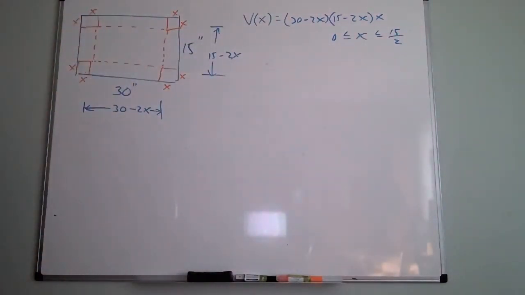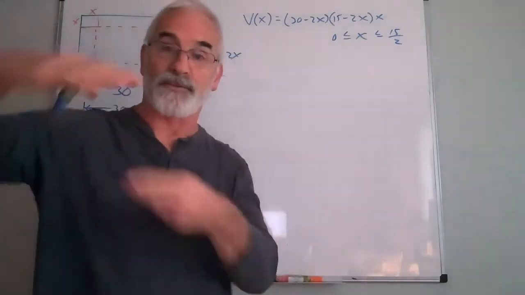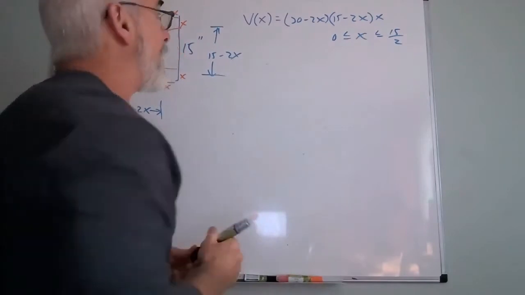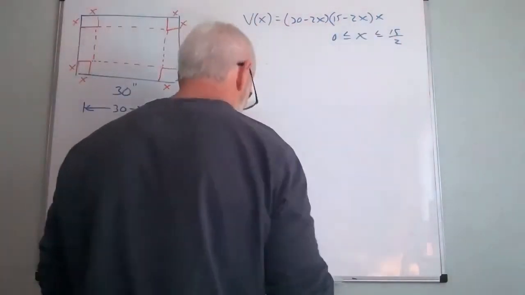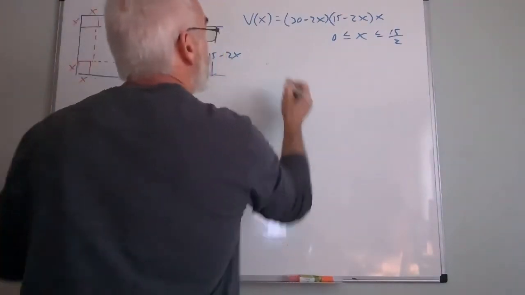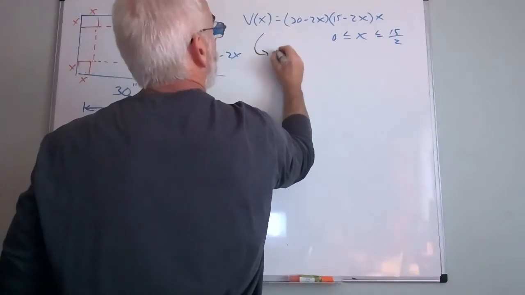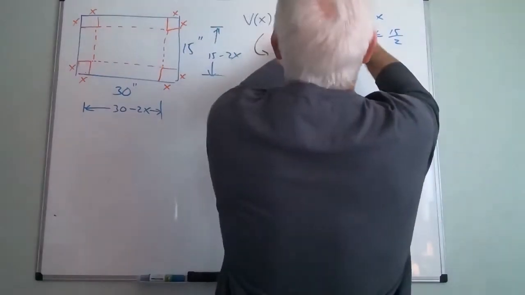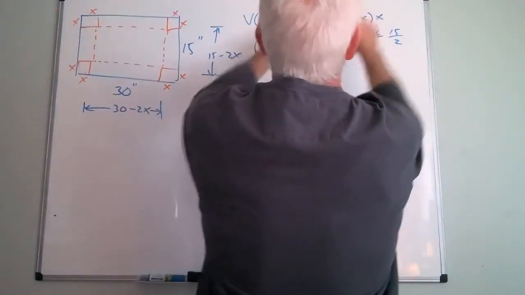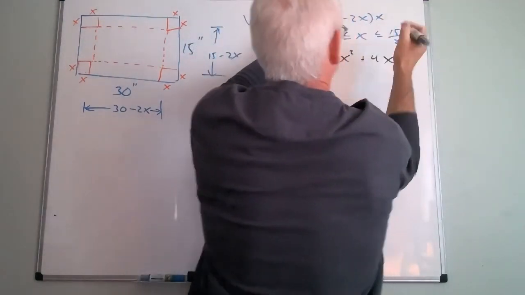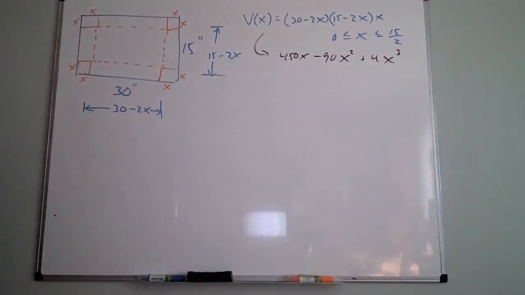So X is definitely a closed interval. I can choose not to cut it. I can choose to cut it all the way till there's nothing left on that side. In other words, I'd have 0. Now, I need to multiply this out. I could use product rule, but I don't want to use the product rule with three things. That'd be nasty. So bring this down. This is going to be 30 times 15. So that's 450x minus 30 minus 60, so that'd be minus 90 x squared plus 4x cubed. So this is the volume of my box for any x in this interval.